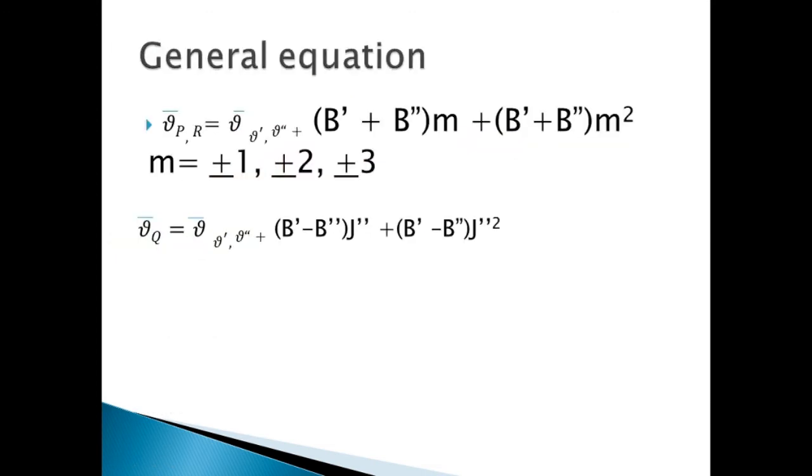In the last, we can write a single expression for the P lines and R lines. That means these two equations can be combined into a single equation. Basically, nu PR is equal to nu prime plus (B prime plus B double prime) M plus (B prime minus B double prime) M square, where M is equal to plus or minus 1, plus or minus 2, and plus or minus 3, plus values for R branches and minus values for P branches.